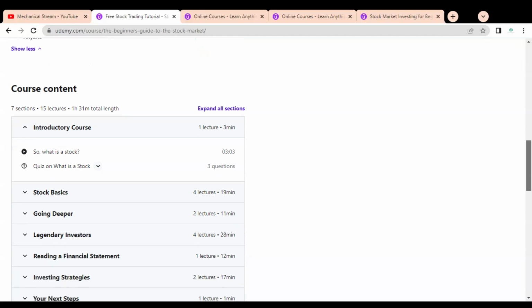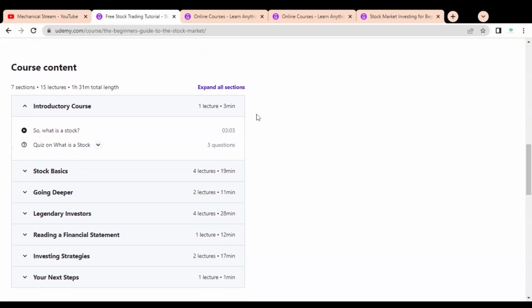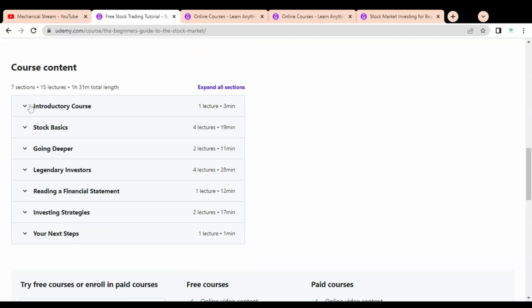So friends, here you can see what the modules and course content are. The course is divided into a total of seven sections. First is the introductory course, then stock basics, then going deeper, in which they will provide you in-depth knowledge, then legendary investors, trading a financial statement, investing strategies, and your next steps. So friends, we are going to check them one by one.